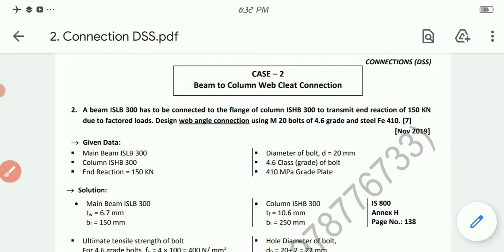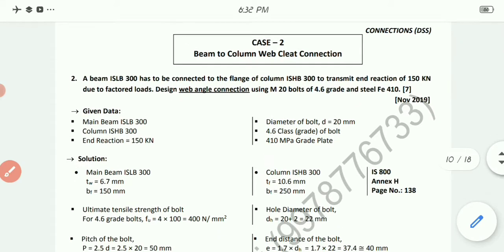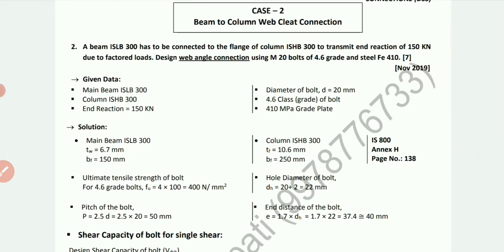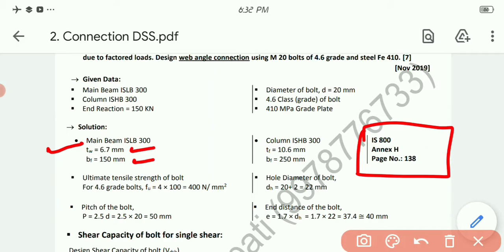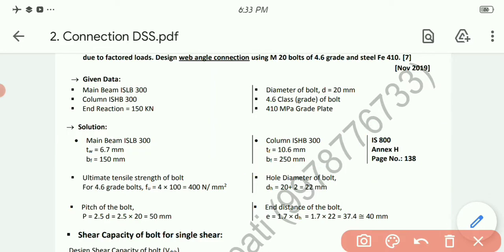As we have done in the previous examples, we are going to follow the same procedure. Only one change is there: instead of a beam to beam connection, we are doing a beam to column connection. So first of all, from IS 800 Annex H, page number 133, we will get the thickness of web of the main beam and width of flange, as well as the column's properties, thickness of flange and width of flange. So let's do it step by step.